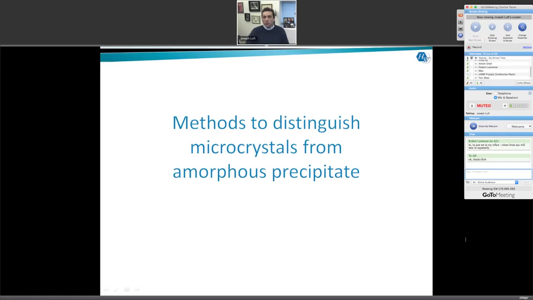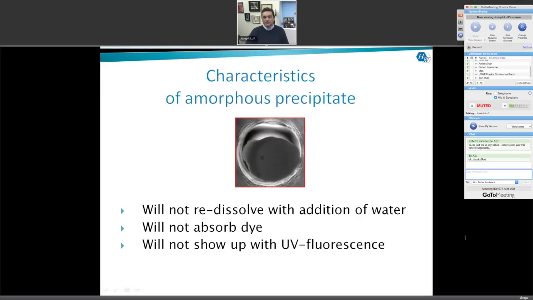So an important thing to be able to do is to figure out when you actually have small crystals, submicron crystals. And that's not always an incredibly easy thing to do, but there are ways to distinguish microcrystals from amorphous precipitates, randomly ordered proteins that can become deposited in a solid phase in the experiment drops.